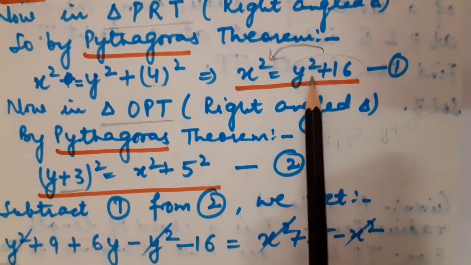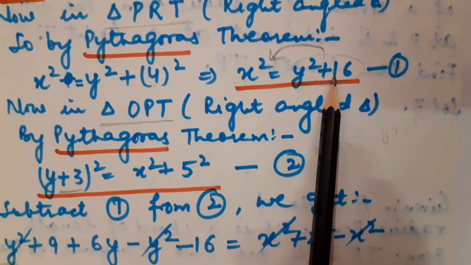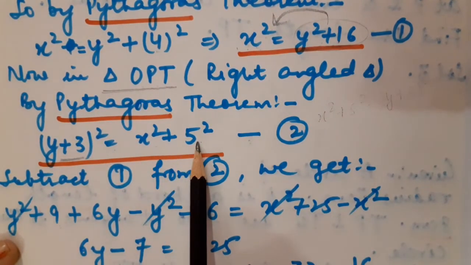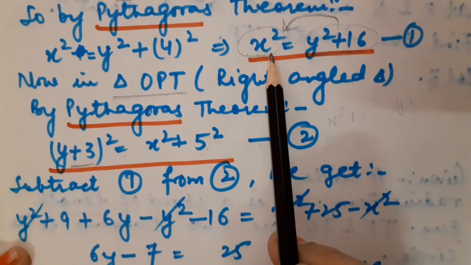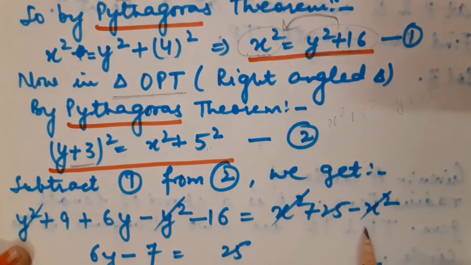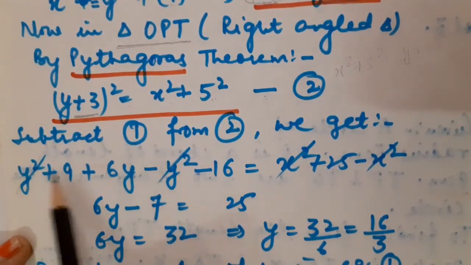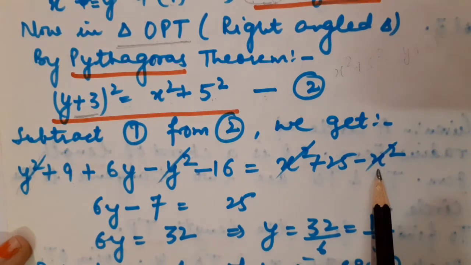I told you that you can bring this y² + 16 on the left-hand side and x² on the right-hand side because they are both equal expressions. So this must be equal to x² + 25 minus x², because I am going to subtract equation number 1 from equation number 2. Now y² positive and y² negative will cancel, and in the same manner x² positive and x² negative will cancel.